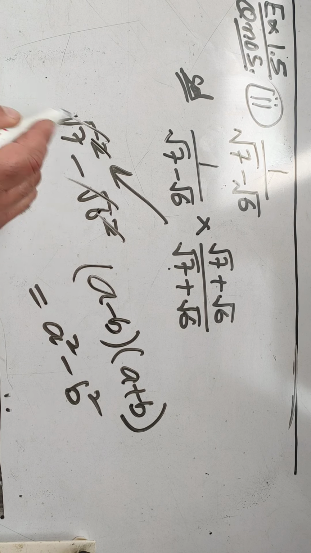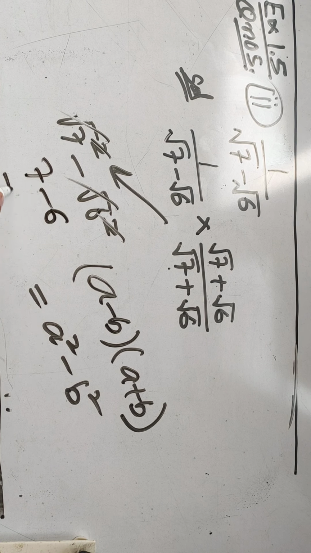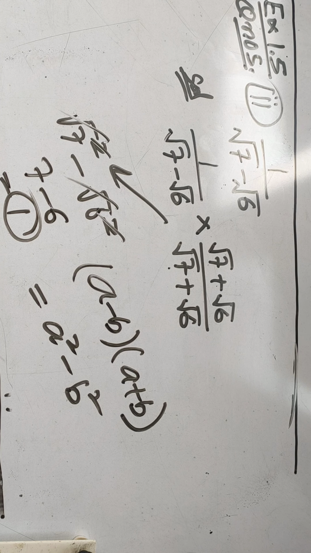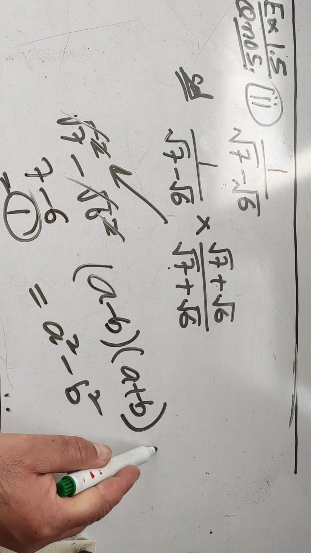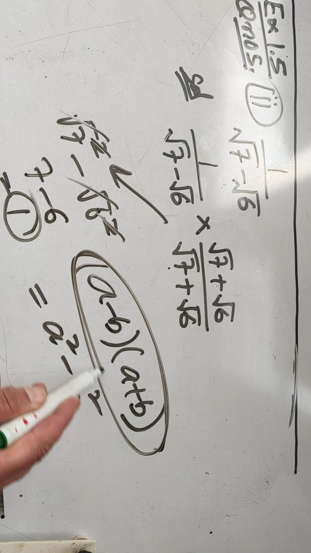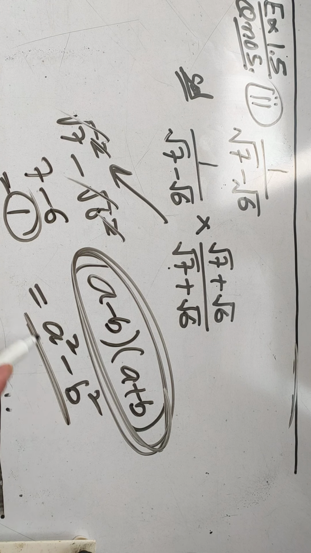Square and root cancel. There remains 7 minus 6, that is equal to 1. Hence rationalized. That is why I changed the sign, so that it matches with this identity. And we can write A square minus B square.